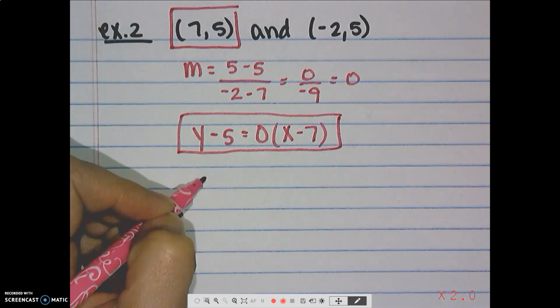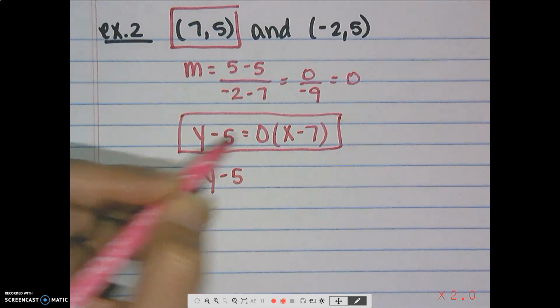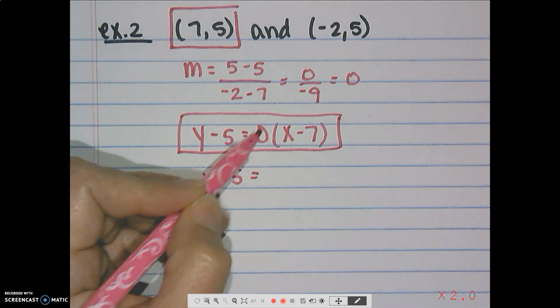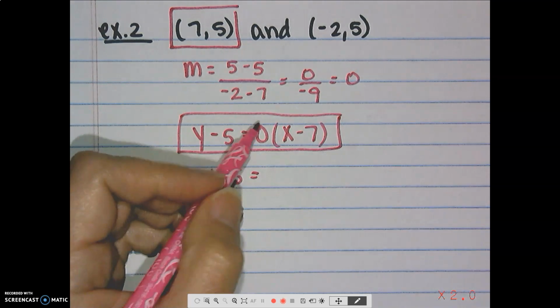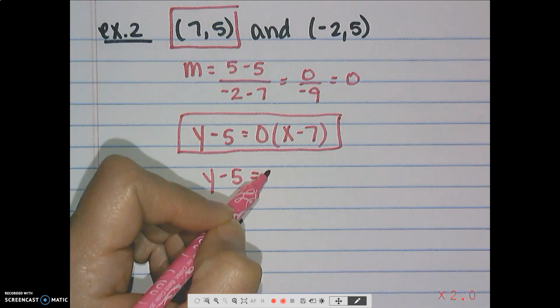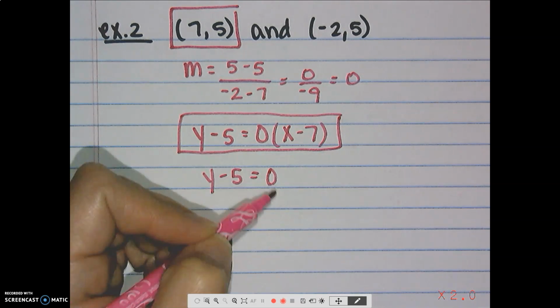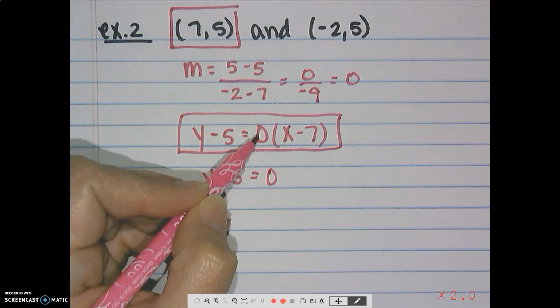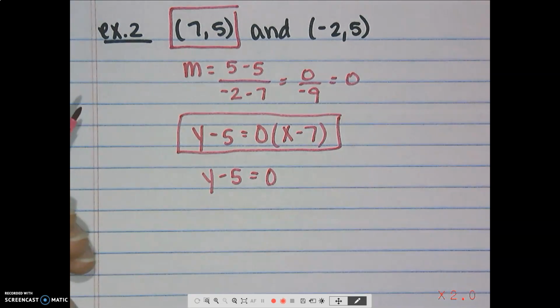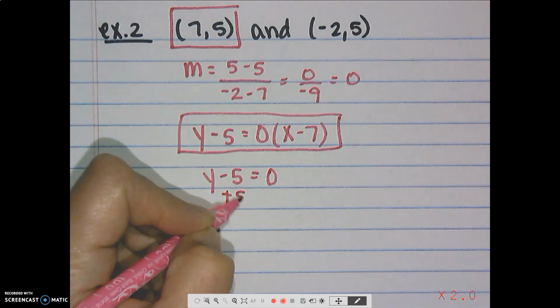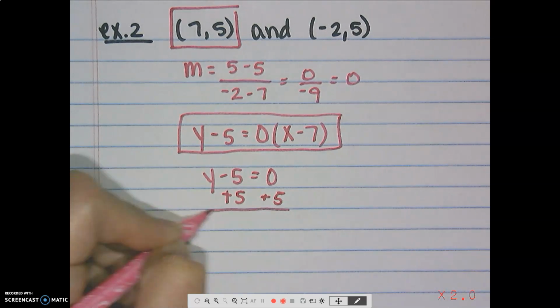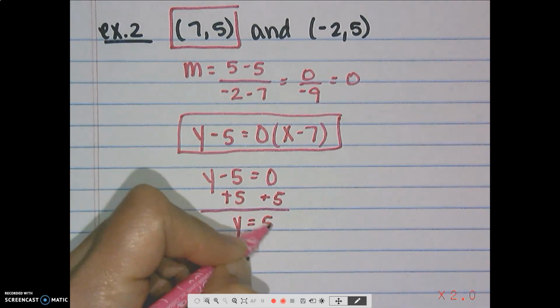All right, so then we have to distribute. Now, when we take that 0 and we distribute it in, 0 times x is 0, and 0 times negative 7 is 0. Well, 0 minus 0 is still 0. So when your slope is 0, this whole side becomes 0. To get y by itself, we're going to add 5 to both sides, and y is going to equal 5.